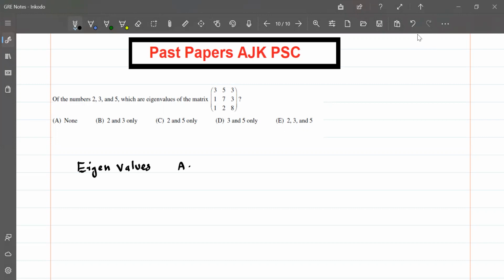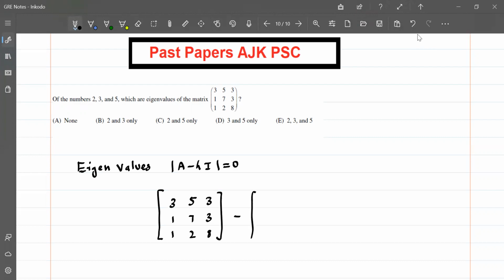The characteristic equation is determinant of A minus lambda I, where I is the identity matrix, equal to 0. So basically A matrix is our matrix. We write A is equal to 3, 5, 3, 1, 7, 3, 1, 2, 8, minus lambda I, which is lambda, 0, 0, 0, lambda, 0, 0, 0, and lambda, equal to 0.